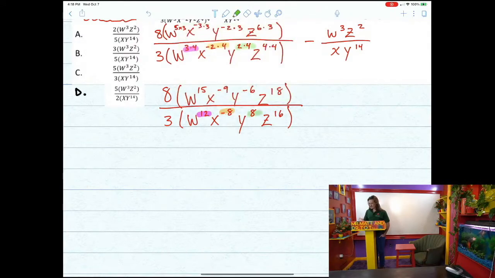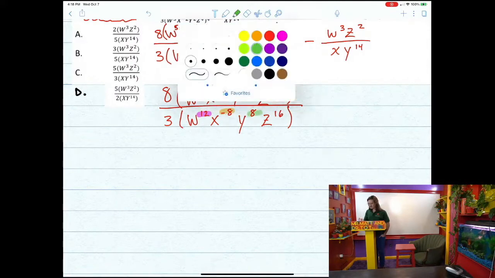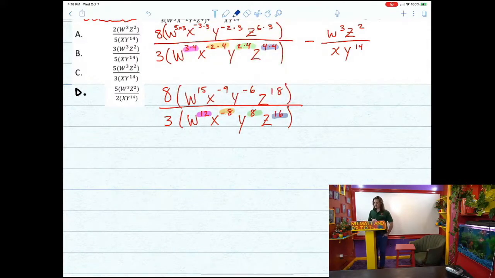If you have any questions at all, please let me know. And that corresponds with the numerators as well. This guy's just going to follow through again. So w to the 3rd, z squared, all over xy to the 14th.